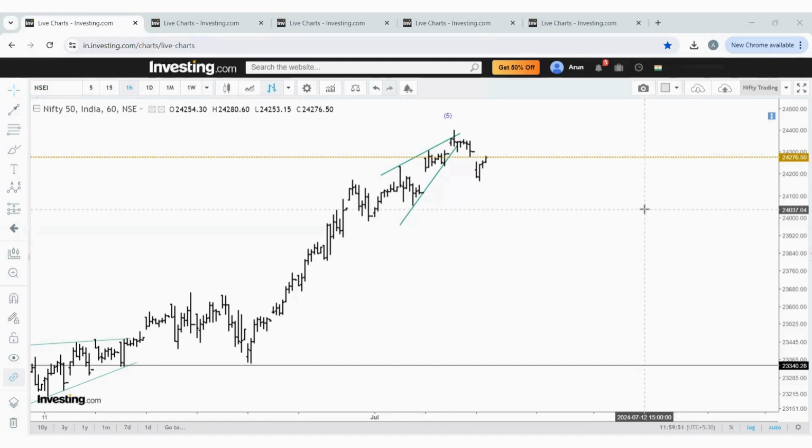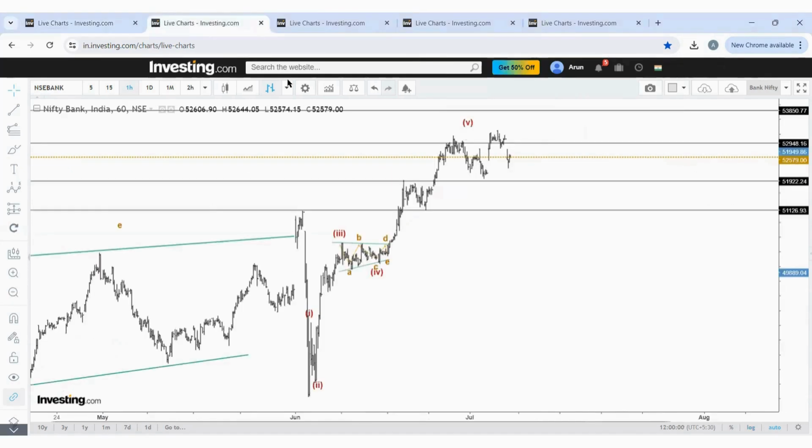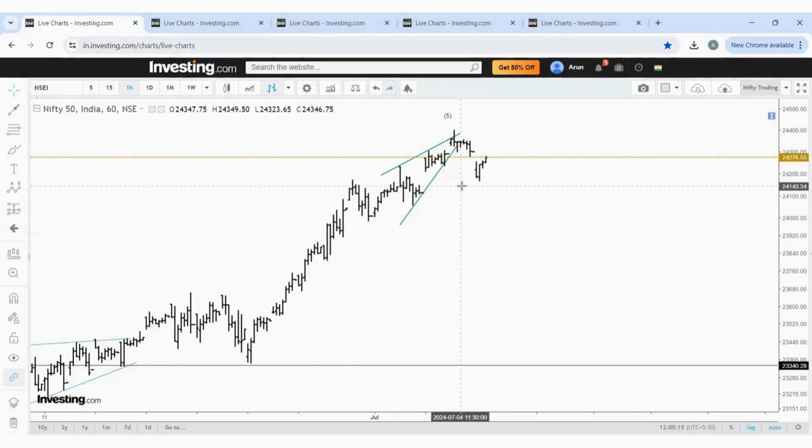Today, 5th July, Nifty is trading around 24,278. You can see the price is moving. I am recording it live, and Banknifty is trading around 52,574. See, Nifty, we expected 24,400 levels, and you can see the high point was 24,401 to be exact.